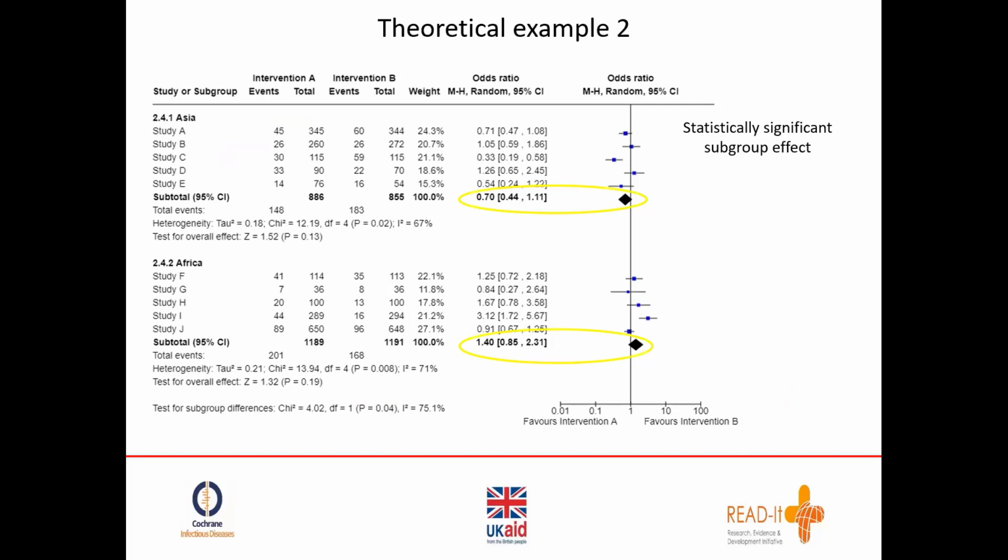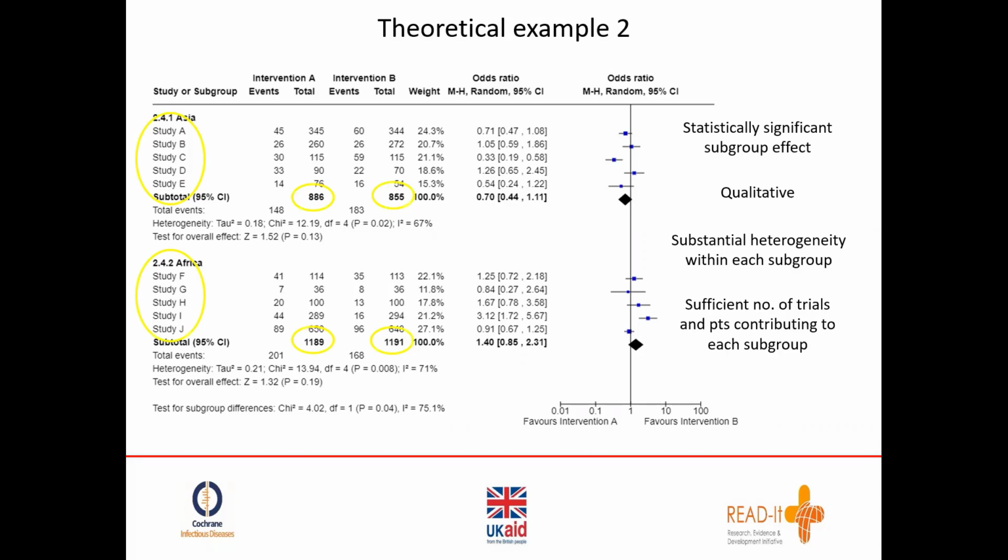This time we have a qualitative subgroup effect, as the treatment effects for different subgroups favour different treatments. Here we have substantial heterogeneity in each subgroup remaining. And again, we have 5 studies contributing to each subgroup and quite a large number of patients. So the covariate distribution doesn't seem to be particularly concerning. So the main thing to focus on here is that substantial heterogeneity that's left over within each subgroup.